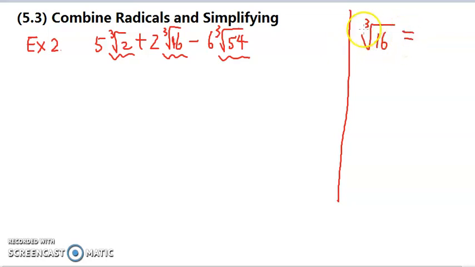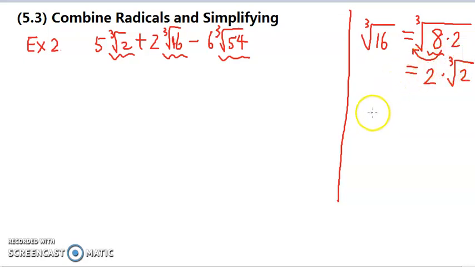So notice the index is 3. That means we are looking for 3 copies of any number. If you're familiar with cube numbers, we know 16 is 8 times 2. And 8 is 3 copies of 2, which means you can get it out because cube root of 8 is 2. And the other 2 will stay under the radical sign.